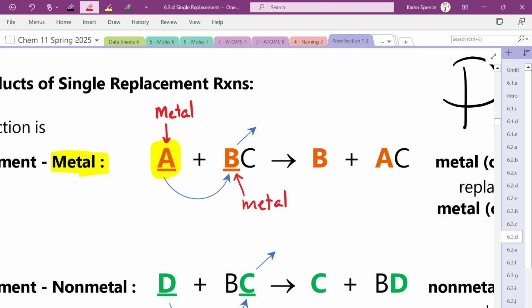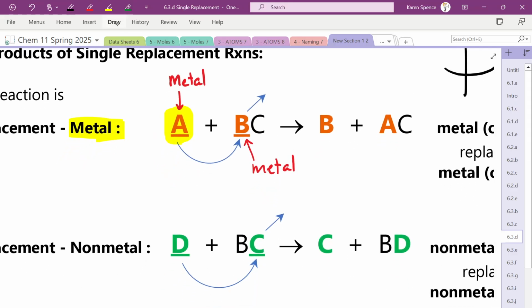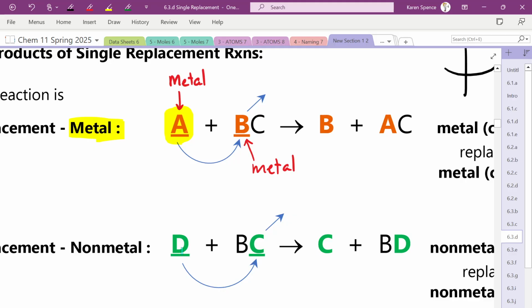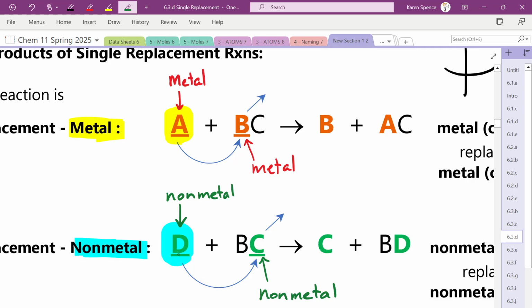Now, if the element on its own is a nonmetal, it will replace the second element in the compound because the second element is always the nonmetal. So I might have chlorine replacing iodine. Chlorine would never replace sodium because the nonmetal has to replace the nonmetal. Now, there's one little problem with this, and our little problem is hydrogen.